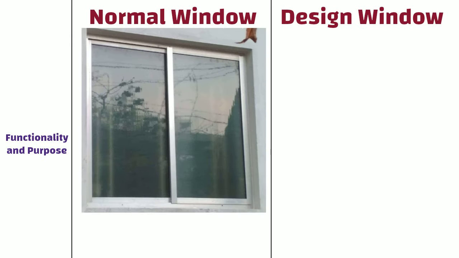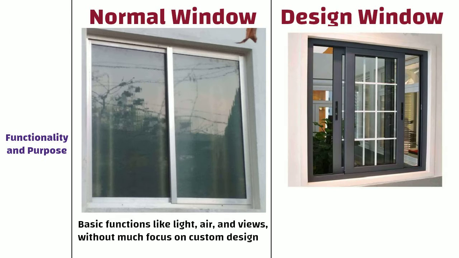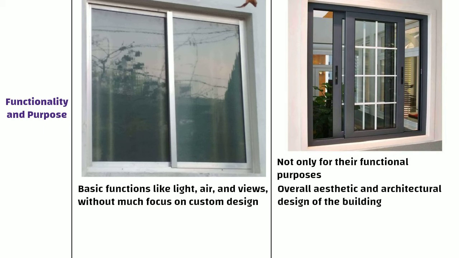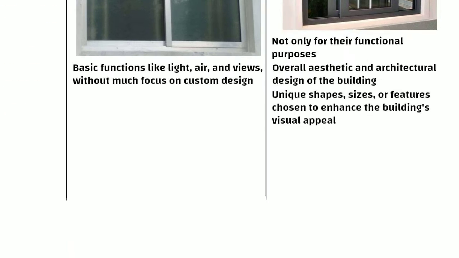Functionality and purpose. Normal windows are chosen for their basic functions like light, air, and views without much focus on custom design. On the other hand, design windows are selected not only for their functional purposes but also for their contribution to the overall aesthetic and architectural design of the building. They may have unique shapes, sizes, or features chosen to enhance the building's visual appeal.